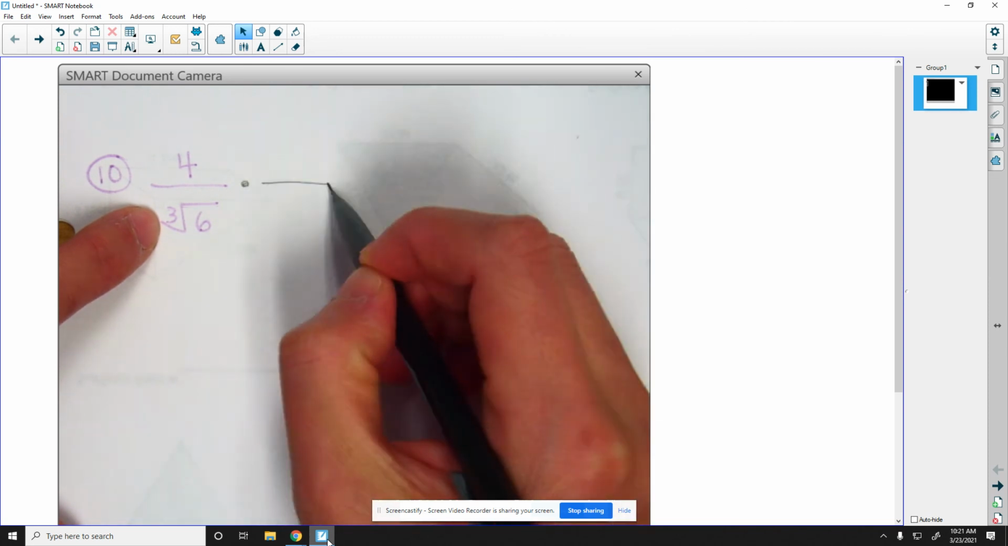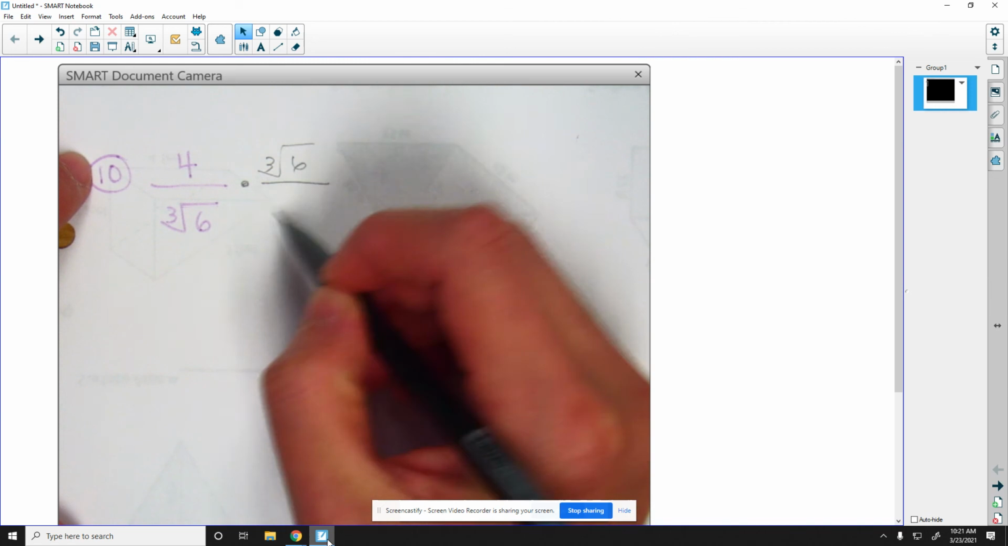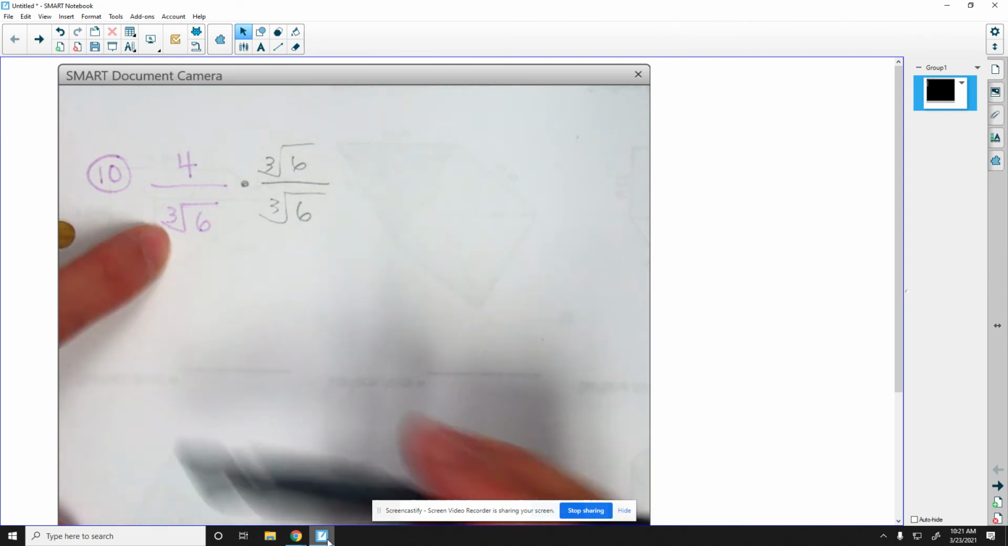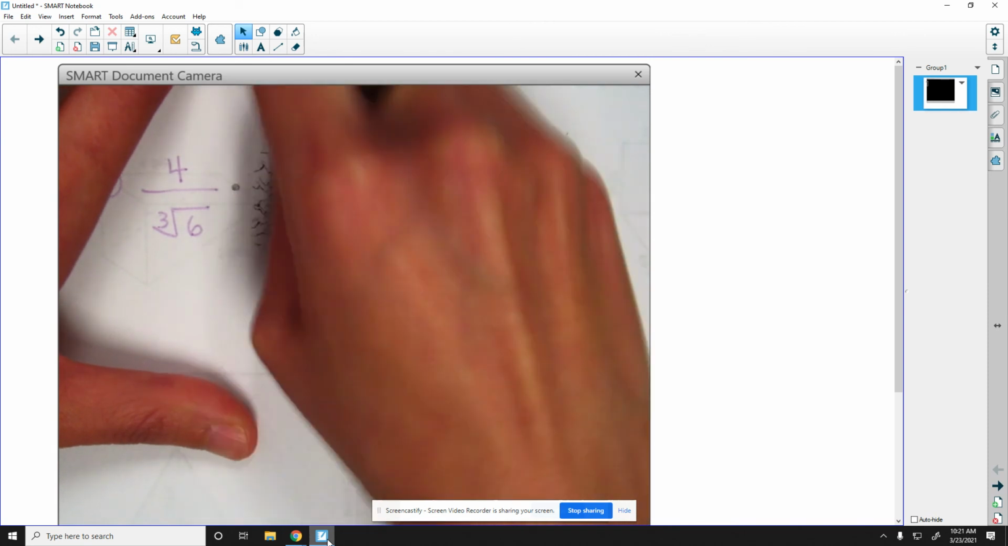But this is all you know. You would say, oh, multiply by the cube root of 6, multiply by the cube root of 6, because I always said multiply with whatever's at the bottom. But that's if you had a square root, okay?